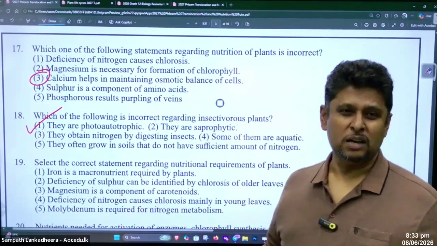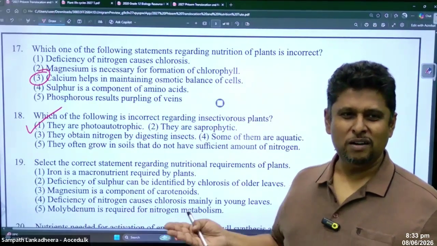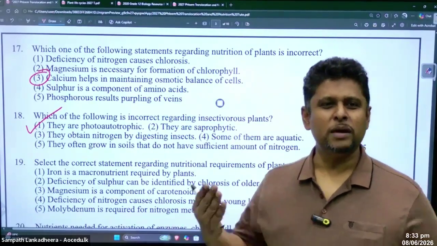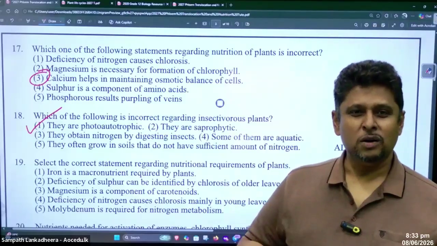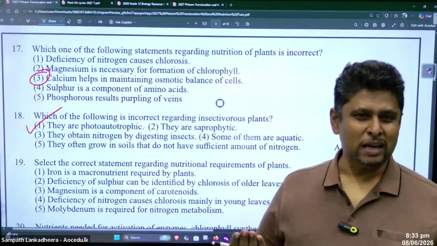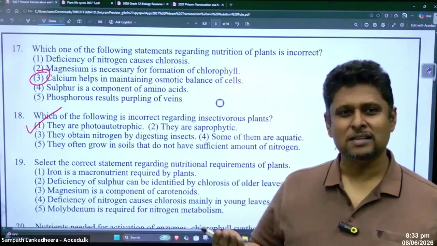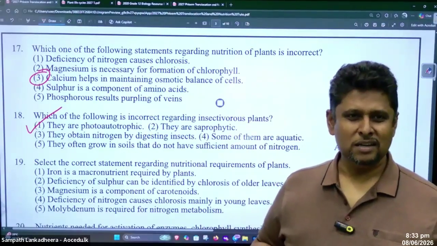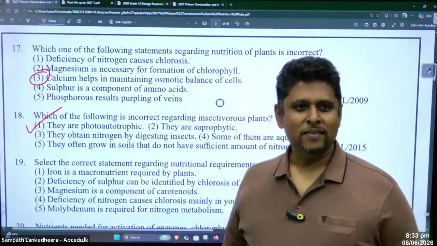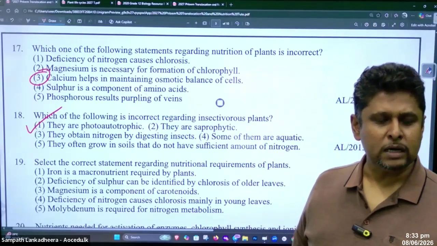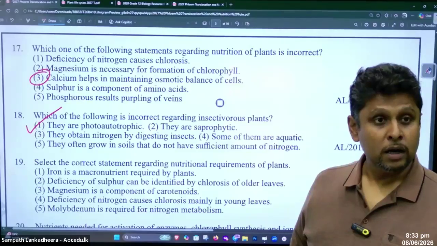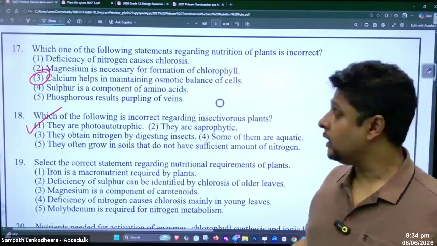They are photosynthetic ones, fulfilling the nitrate requirement. They don't absorb any organic materials. They don't take sugars or amino acids. They just take nitrate and some other minerals. And then the option says they are saprophytic. That's wrong, incorrect.